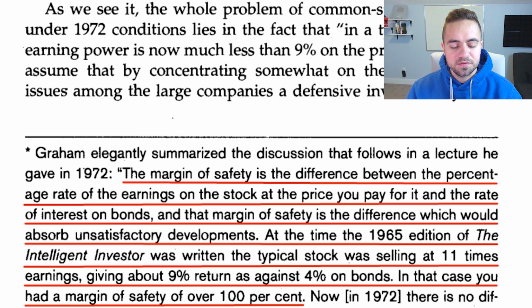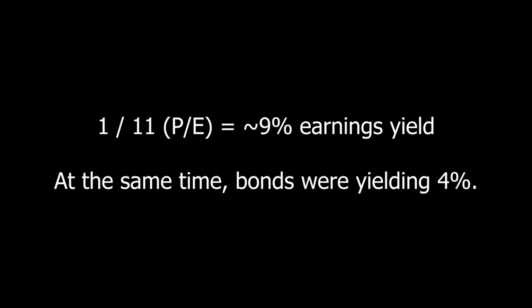Back in 1965, he is saying that the typical stock was selling for 11 times earnings, which when you inverse that is a 9% earnings yield. At the same time, bonds were yielding 4%. So basically what he's saying is that a 9% earnings yield on a stock versus a 4% yield on a bond means that you're getting more than double the yield on a stock, or that your margin of safety is over 100%. Because again, you're getting more than a double yield on whatever a bond is offering.